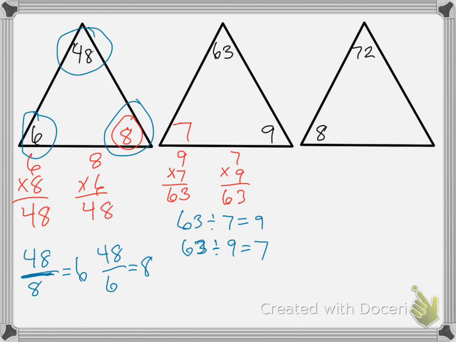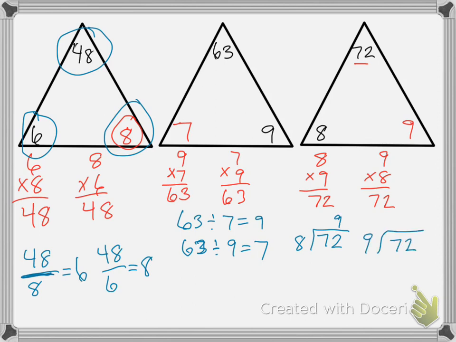Okay, let's do the last one. 8 times something equals 72. Well, I know that 8 times 9 equals 72. So my fact families are 8 times 9 is 72, or 9 times 8 is 72. And my division fact families, this is the third way to write the division. We can do 72 divided by 8 equals 9, or 72 divided by 9 equals 8.